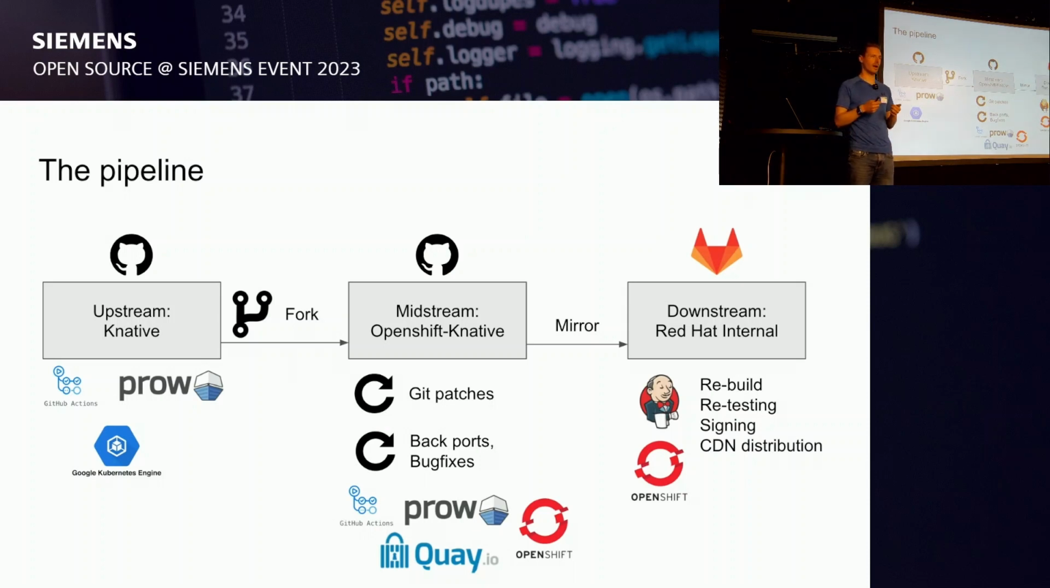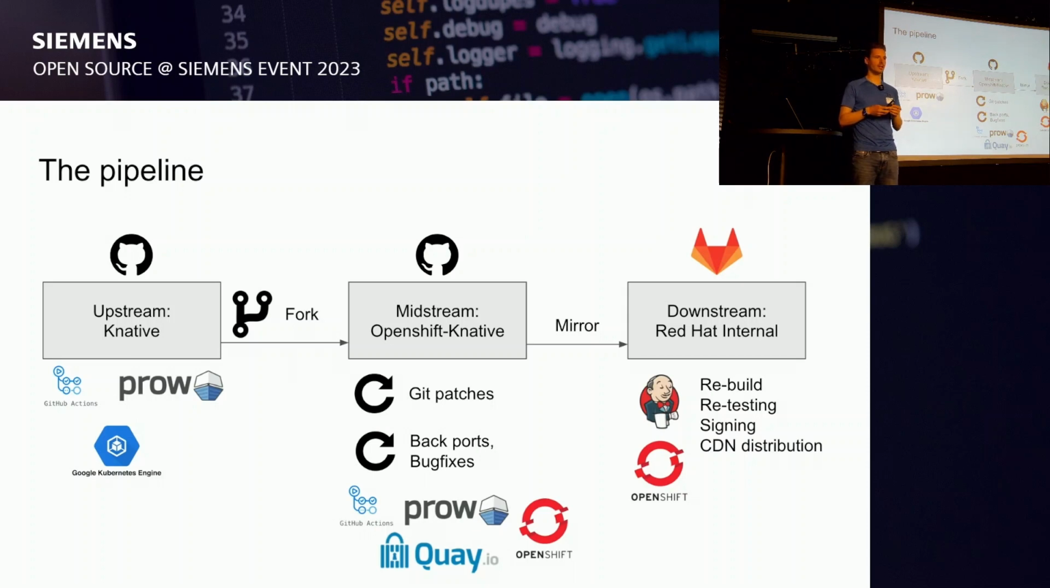Then we also do backports and bug fixes that we have to do for our customers on the midstream part, so here. And then Red Hat has different stuff. Like we also have to bring in OpenShift here. We have Quay.io that we use for Docker images and not the Google Container Registry. But the setup is pretty similar to the left one. We try to align as much as possible to that one.